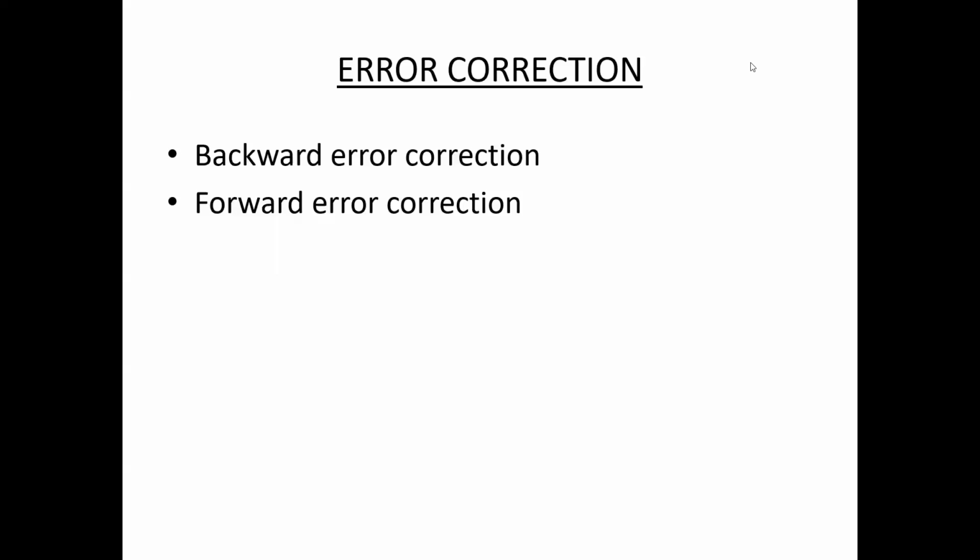And the second one, forward error correction. In this case, the receiver uses the error correcting code, that is Hamming code, which automatically corrects the errors. So these are the two types of error correction: backward error correction and forward error correction.